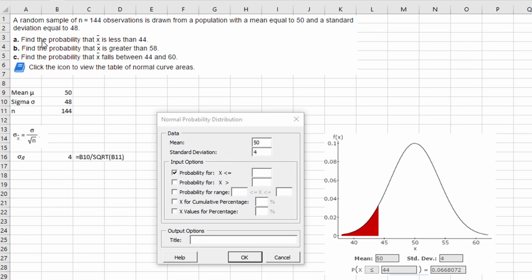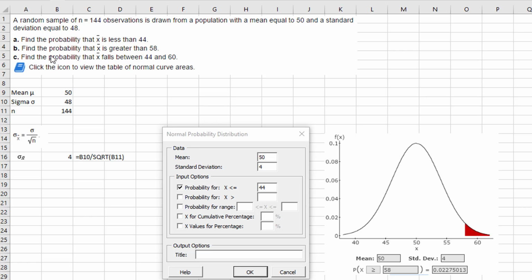Okay, the first question is find the probability that x bar is less than 44. And I use my good old StatCrunch to draw a sketch for me. And here is our distribution, mean of 50, standard deviation of 4. I put in an x bar location of 44. Of course, StatCrunch gives me the probability, but we're going to let PHStat do that. So I make sure that's checked, and I put in 44 to get this first answer.